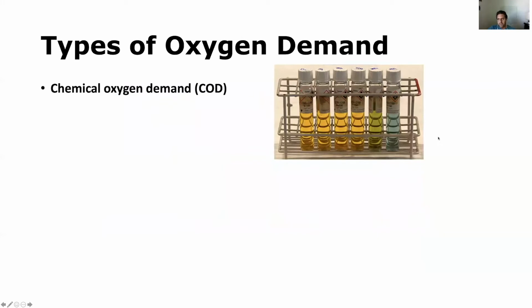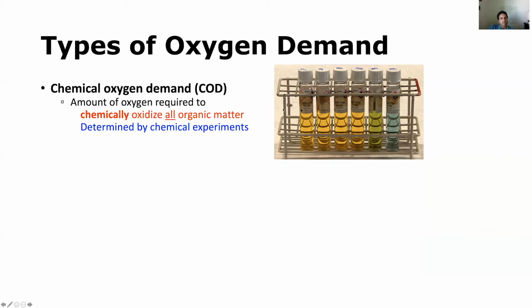We also have oxygen demand as another major constituent that is quantified in wastewater. There are two different types of oxygen demand that are used in practice. The first is chemical oxygen demand, or COD. This is the amount of oxygen required to chemically oxidize all organic matter. It's determined using an experiment where a strong oxidant is applied to the wastewater or a diluted version of the wastewater, and then we measure a corresponding color change, which is proportional to the amount of organic matter that reacts.